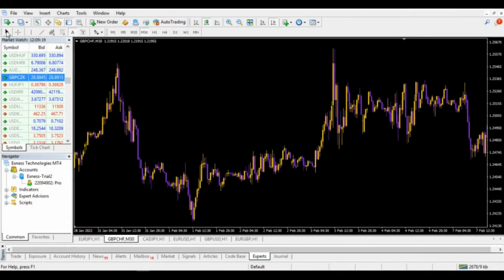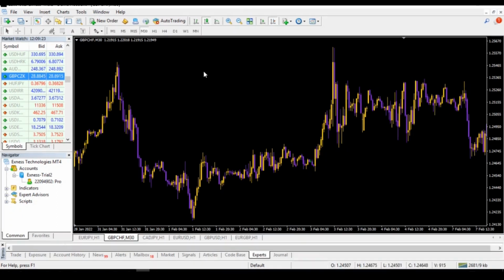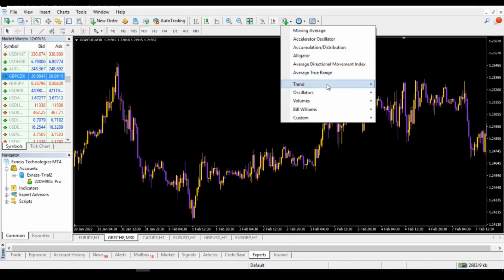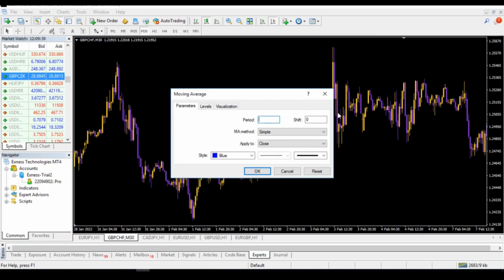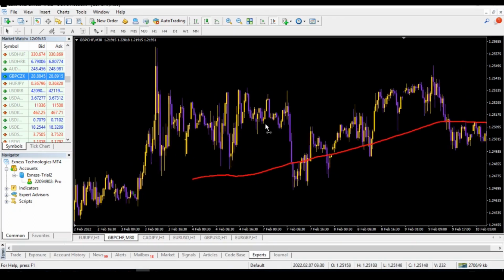MT4 also provides various indicators that can assist you in your technical analysis to make more correct predictions in the market. To apply an indicator on your chart, you can select the indicator options on the toolbar. Okay, here I'm going to apply the 200 simple moving average indicator. So I'll click on the indicators option, select trend, click on moving average, and then in the options here, I enter 200 period among other features, and after everything, I click OK and the indicator is applied on my chart.